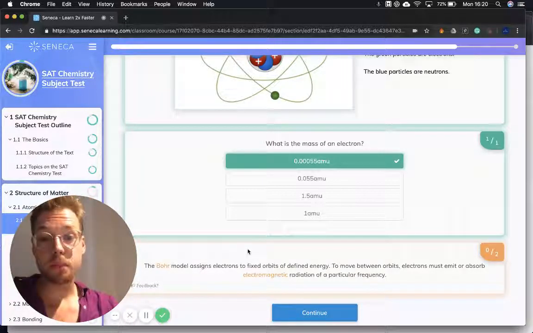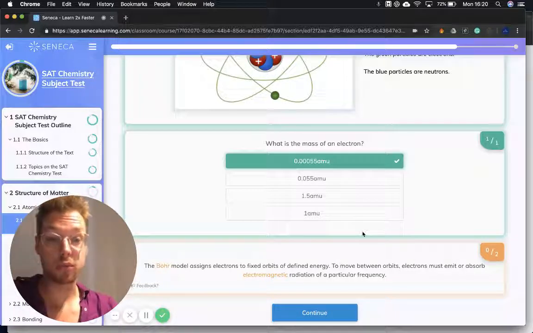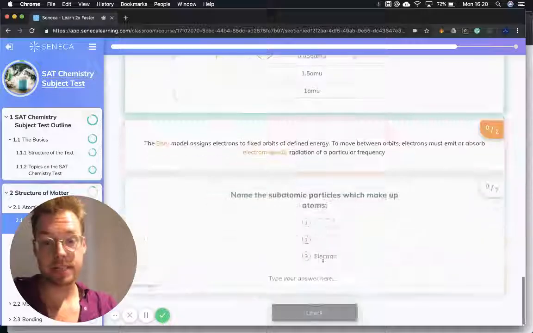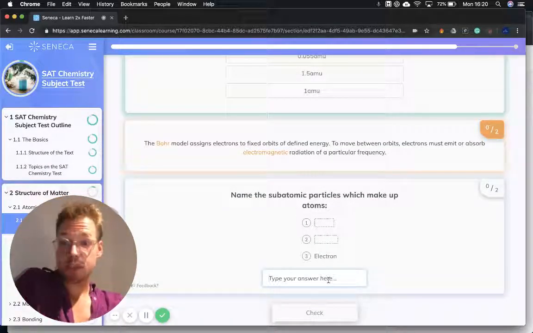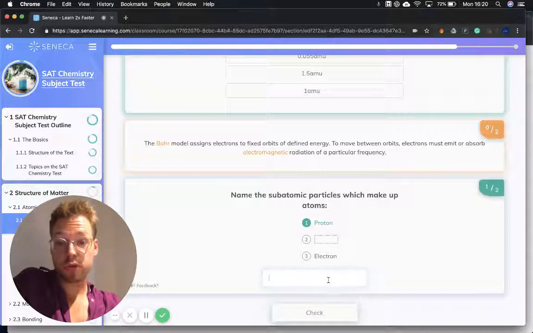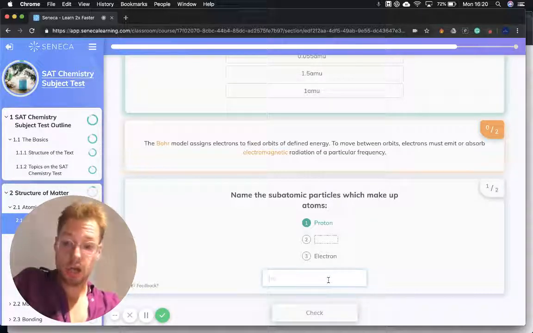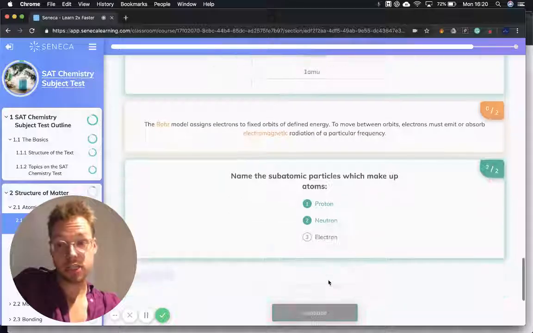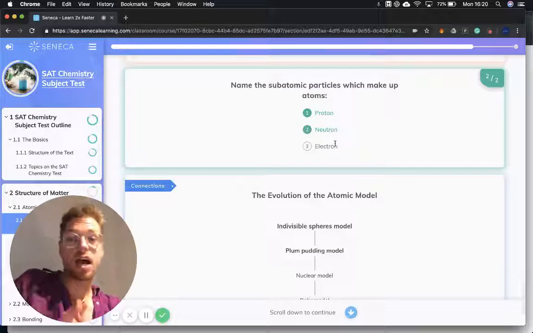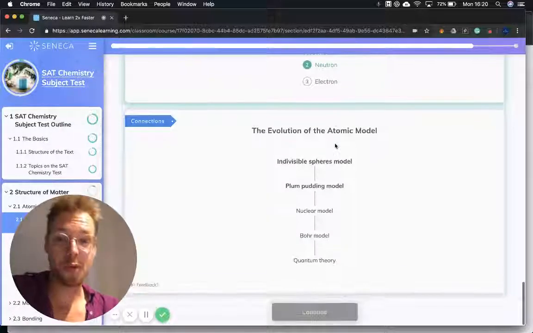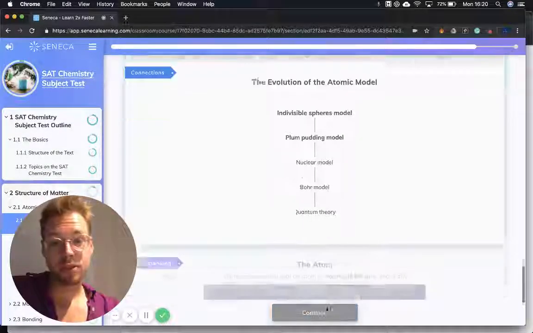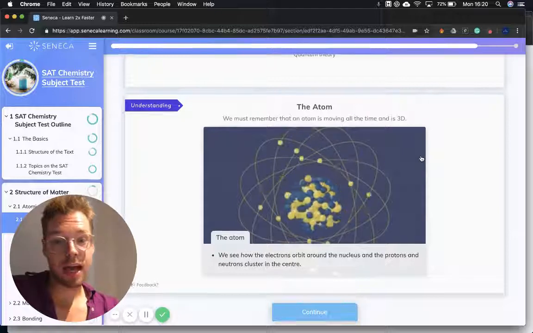Let's recap some of those models from earlier on in this episode. So remember, the Bohr model assigns electrons to fixed orbitals of defined energy, and to move between orbits, electrons must emit or absorb electromagnetic radiation of a particular frequency. Let's go over those 3 subatomic particles we need to know. Remember, we've got a proton with a mass of 1 and a charge of 1, a neutron with a mass of 1 and a charge of 0, and then electrons have a mass of basically 0 and a charge of -1.